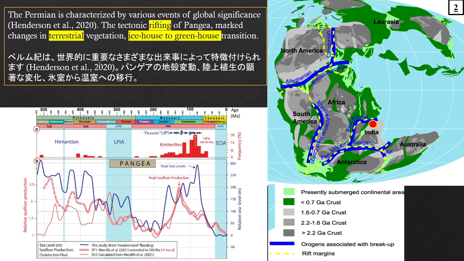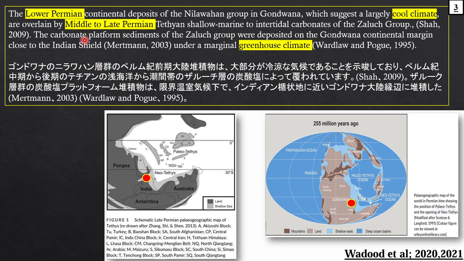So the Permian is characterized by various events like rifting and the ice house to greenhouse transition. Various events occurred in Permian time, which are recorded in Pakistan in the Nilawahan Group rocks. The lower Permian rocks, the Nilawahan Group, Tobra, Dandot, Warcha and Sardhai Formations, represent the cool climate environment.